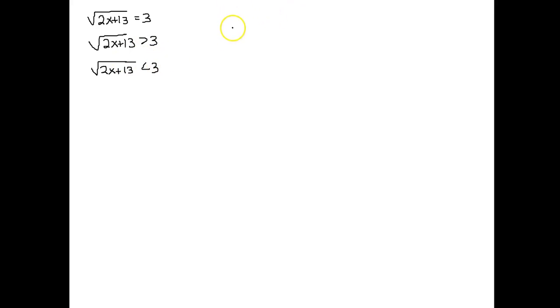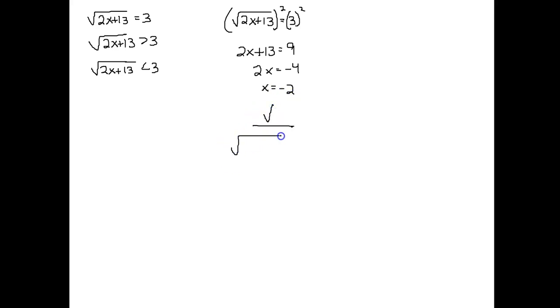All right, if we solve the square root of 2x plus 13 equals 3 by hand, we can square both sides, get 2x plus 13 equals 9, 2x equals -4, x equals -2. And if you check, square root of 2 times -2 plus 13, we get square root of -4 plus 13, or square root of 9, which is 3. So that works out. So x equals -2 is the solution to the equation.